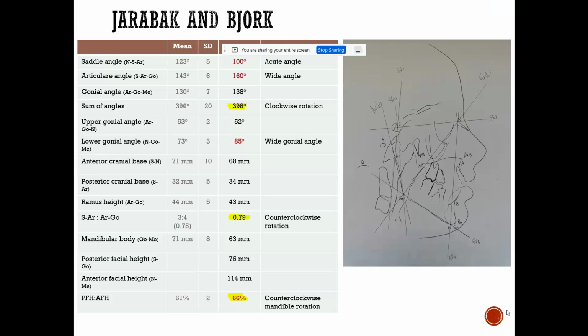I think sometimes we cannot have a clear conclusion. Yes, he's a high angle case, but he has some compensations, okay? And from Björk-Jarabak, really, you don't get a lot here because the ramus is not small, even by eyeballing. But if maybe we see the lower gonial angle, you start to think maybe he had some breathing issue that was solved later and he has some compensations. But also the lower gonial angle is high, so this is also an indicator for a high angle.